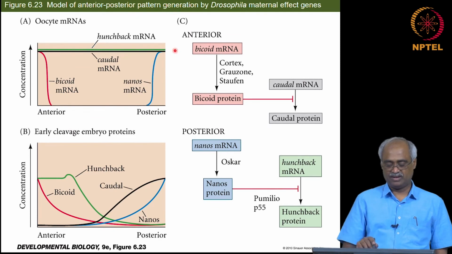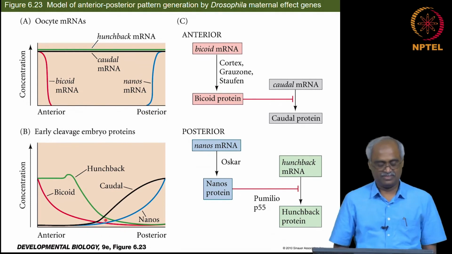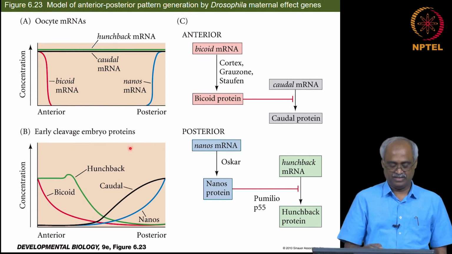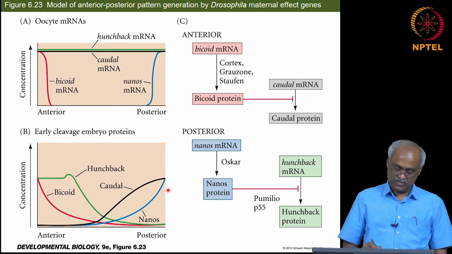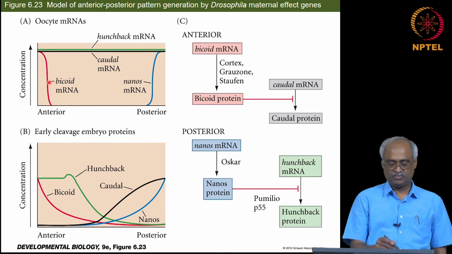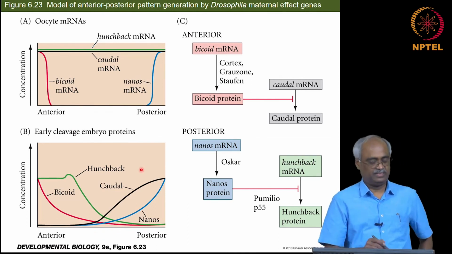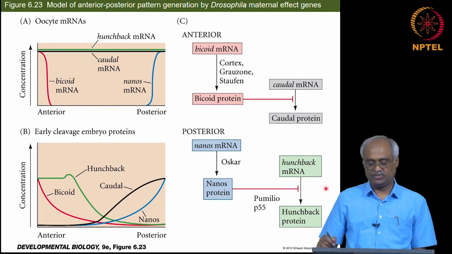So, this is the RNA gradient, and this is the bicoid RNA, this is the nanos RNA, the oocyte mRNAs, by early cleavage embryo. Because you do not have nanos here, hunchback gets translated and you make protein here, and here nanos is going to suppress it, and as a result hunchback is not going to be produced. And here you do not have bicoid, and as a result caudal is going to be translated. So, from these steep gradients you go to shallow gradients of proteins. So, this is the gradient and this is the sequence of events.